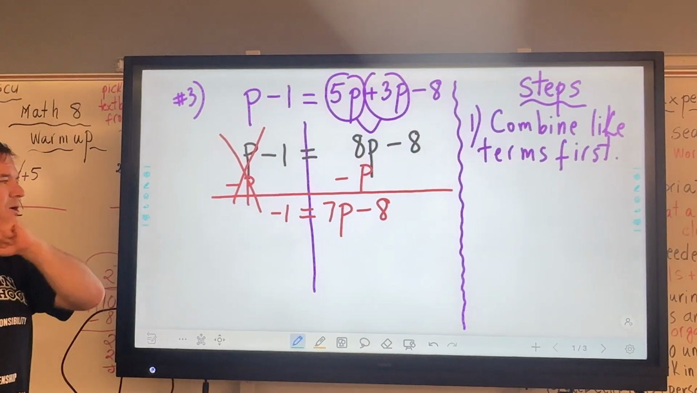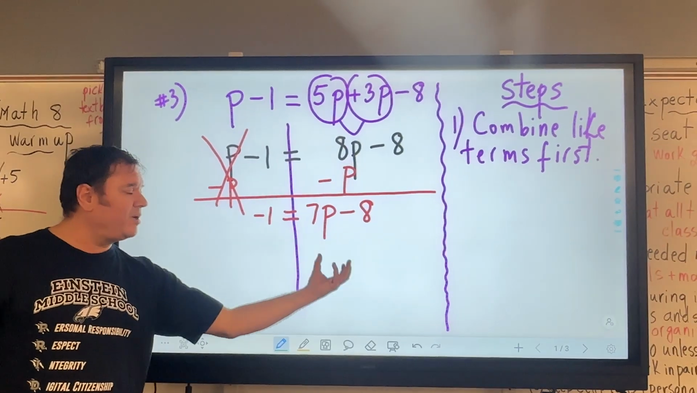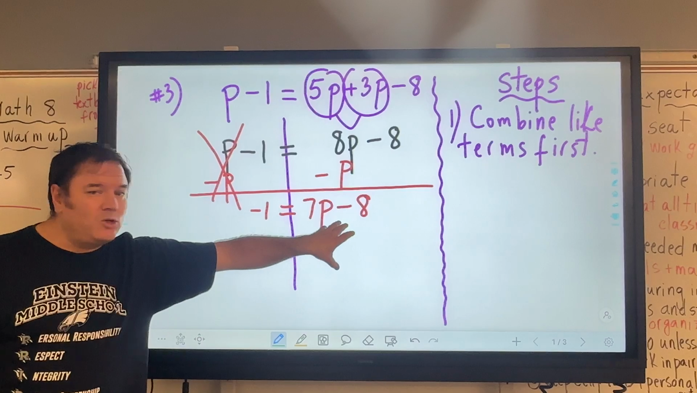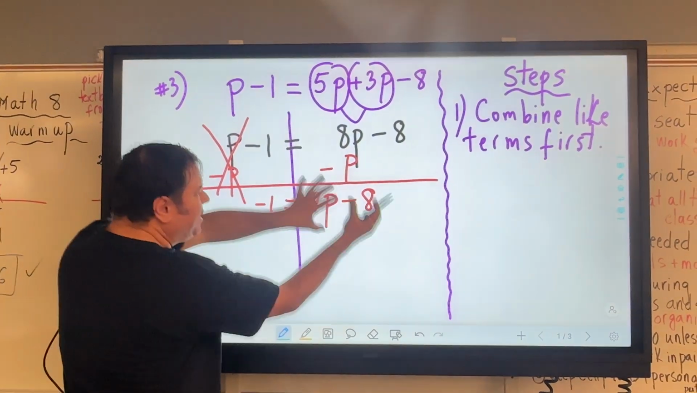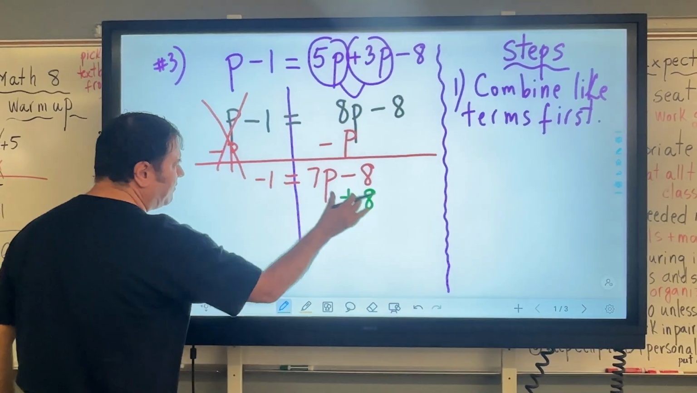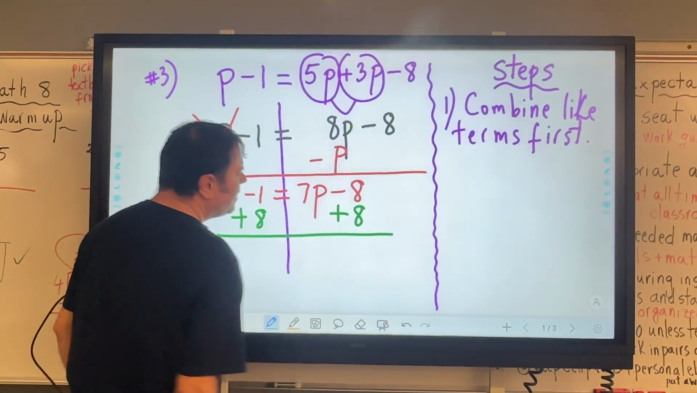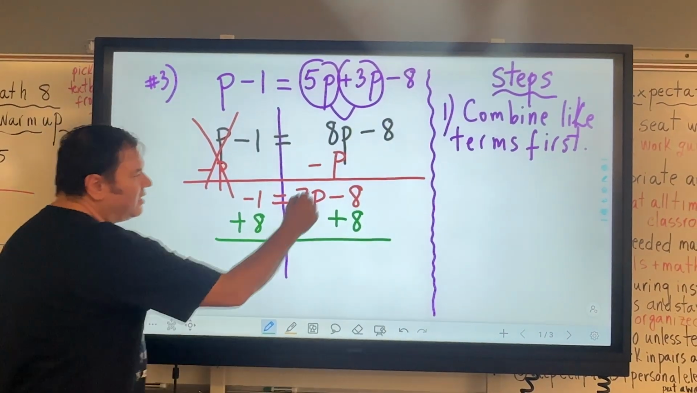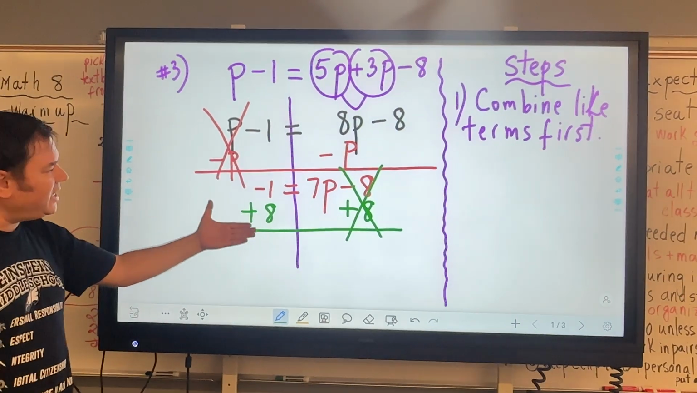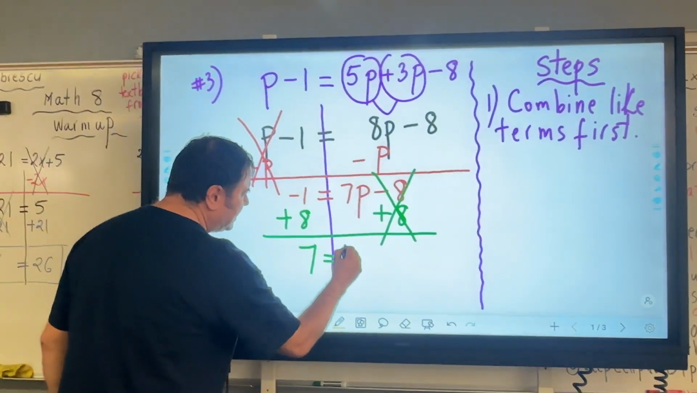And now we have a two-step equation. And again, it doesn't matter which side of the equation the variable is. So let's keep the variable on the right side of the equation. So we need to add 8 on both sides. Let's bring 8 to the other side. So let's add 8 on both sides. Whatever we do to one side, we do to the other side. Negative 8, positive 8 cancel each other out. That's exactly what we wanted. Positive 8 minus 1 becomes 7. So we have 7 equals 7p.